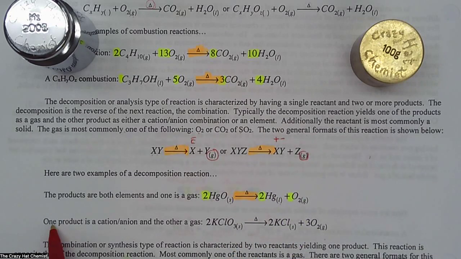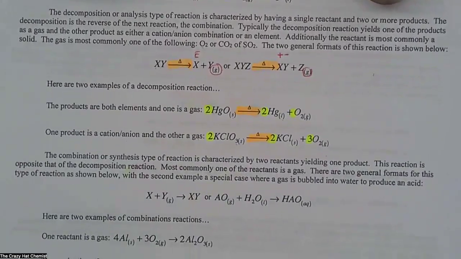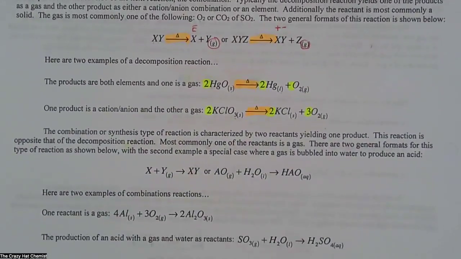Another example is where one product is a cation-anion and the other is a gas. You have potassium chlorate yields potassium chloride, which is a solid, and molecular oxygen. This also has stoichiometric coefficients of a 2, a 2, and a 3. Again, stoichiometric coefficients is something I will cover in another future video. We're going to scroll this up to go for the next type of reaction.